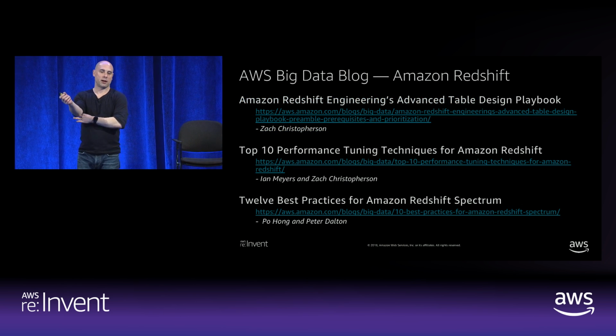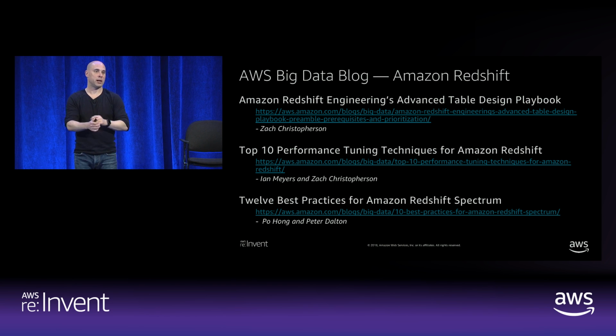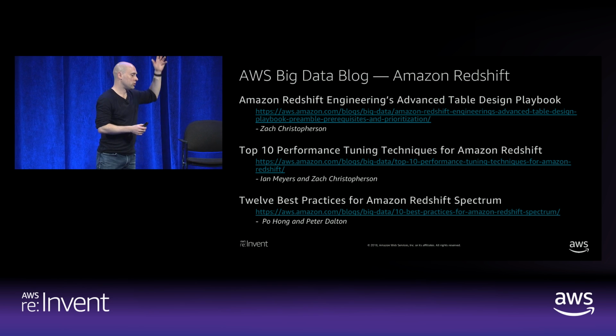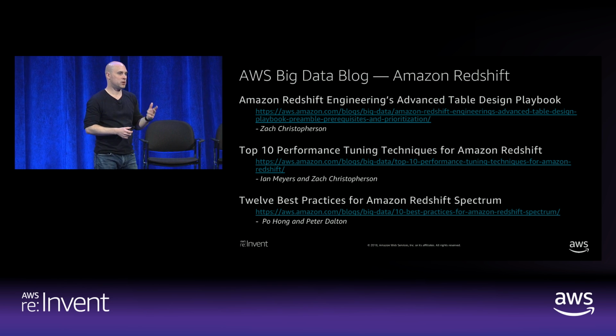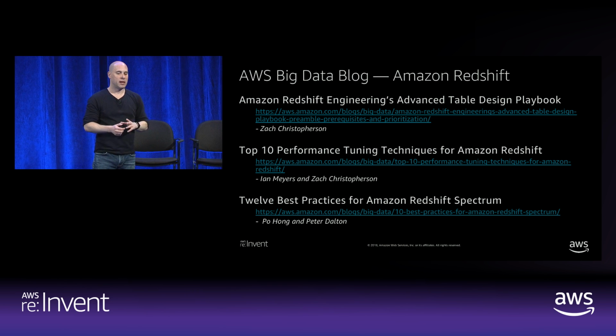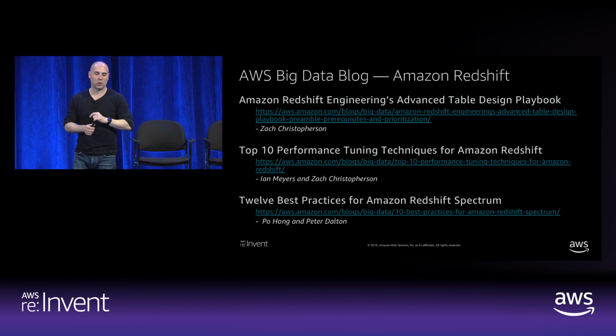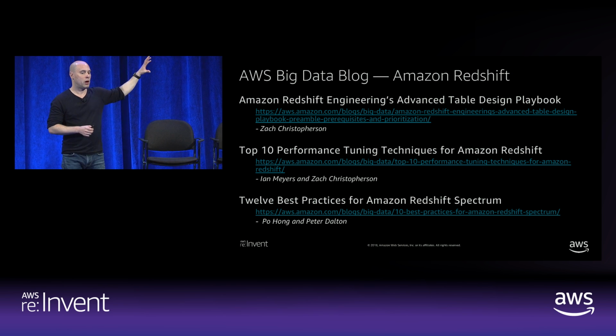A couple of blogs that are very useful. The Design Playbook is a very in-depth blog. It goes through a ton of different concepts. It talks about some of the more advanced things. The top 10 tuning techniques, a lot of it I've covered in here, but there are a couple of things I'm not able to fit into a 1-hour session that are on there as well. And then we have, if you're using Amazon Redshift Spectrum, a handful of best practices for that as well.